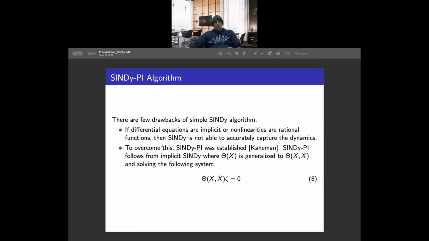And now we try to solve this system that is given in equation 8. But the problem with equation 8 is that usually the algorithms try to make this quotient matrix equal to 0. So usually the algorithms try to get the trivial solution. But that's why we have the SINDy-PI. We don't just have the implicit thing.